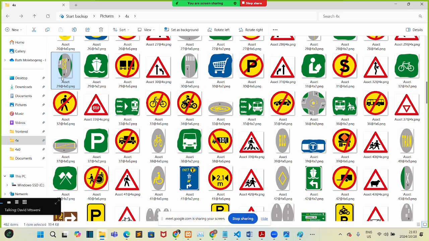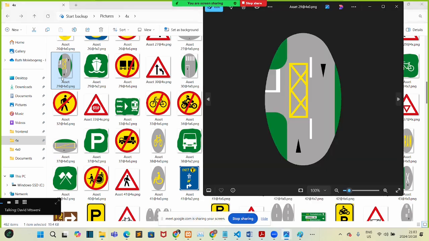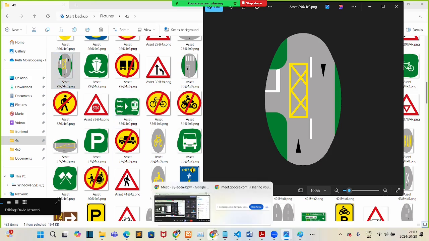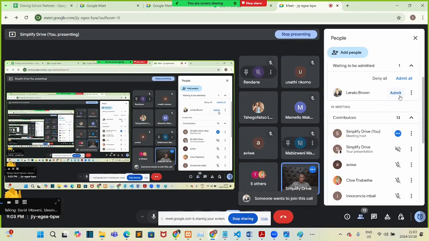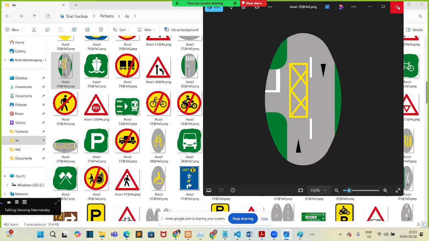Please tell us about this marking. Can you please display the marking? Okay. So this marking means that you are not allowed to stop. I forgot what they call this section of the road, but you're not allowed to stop in that area because you'll be blocking traffic. The yellow area. Correct. As he is saying, Blessing, you are not allowed to stop in that yellow area.